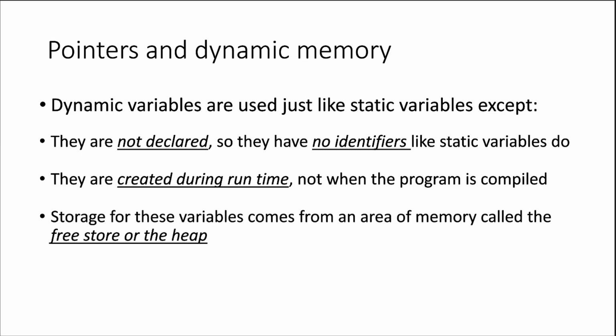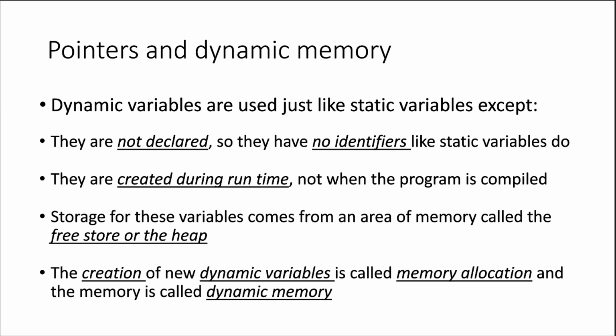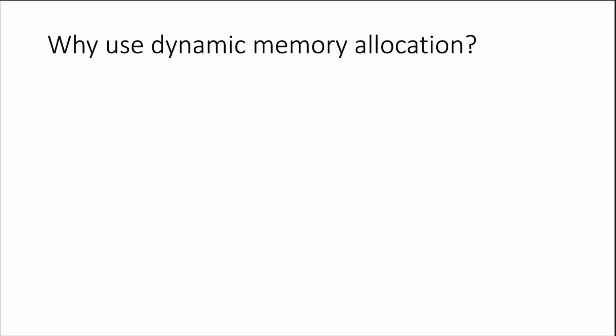And storage for this comes from the free store, or the heap, that we saw just now. The creation of new dynamic variables is called memory allocation, and the memory is called dynamic memory. Okay. So dynamic variables and dynamic memory. So where are these dynamic variables allocated? In dynamic memory. They get created, and that's called memory allocation. Right. So now the question is, why use dynamic memory allocation? Any answers?